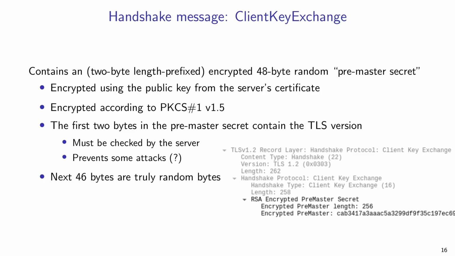The next 46 bytes are truly random bytes. So this premaster secret actually contains only 46 bytes of truly random data. But this is more than enough, as it provides 368 bits of entropy.